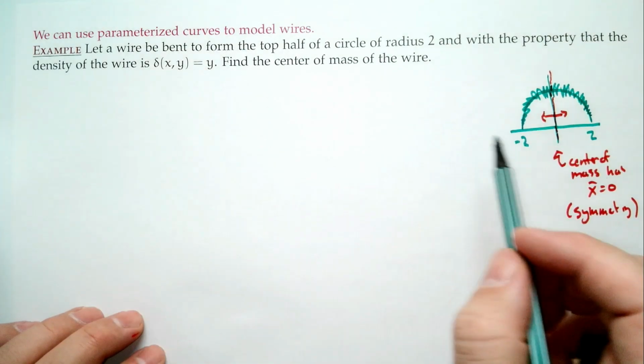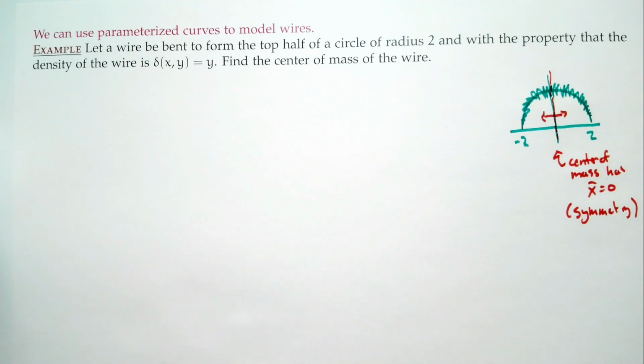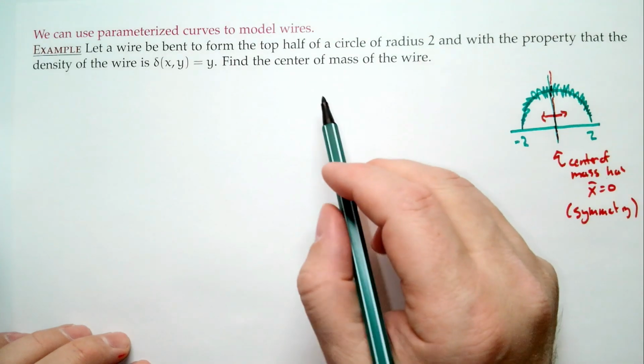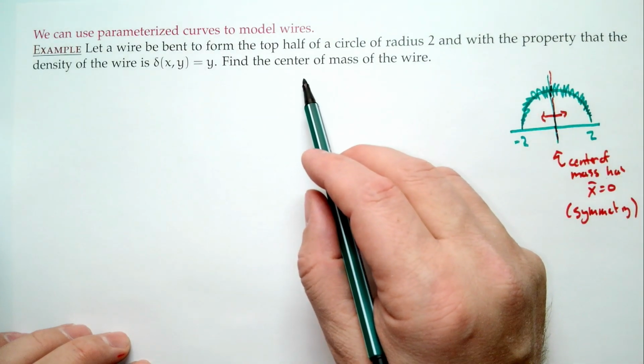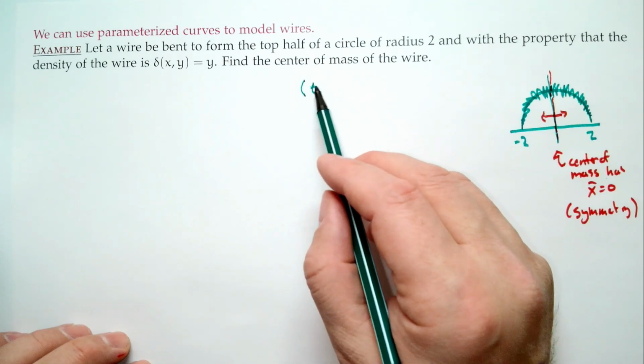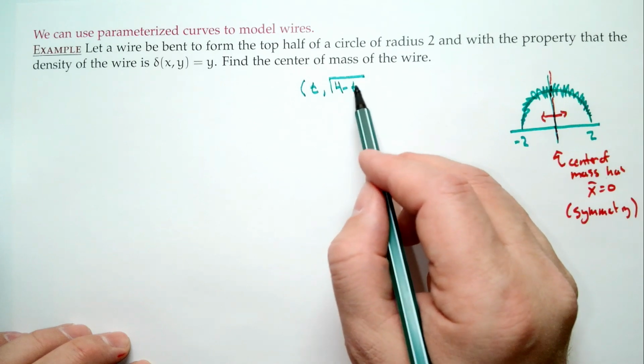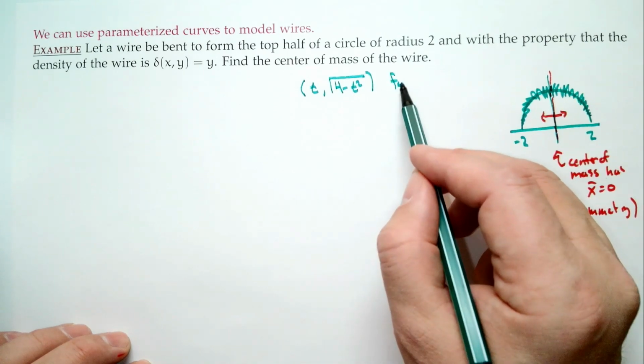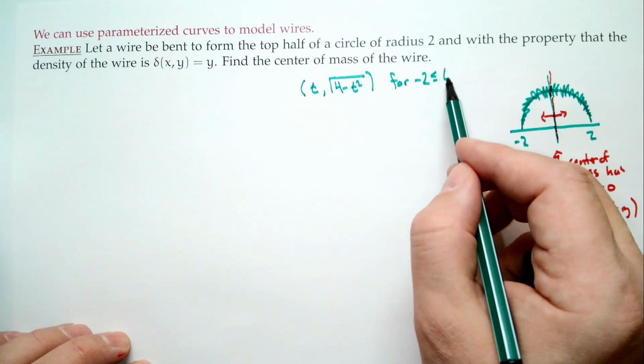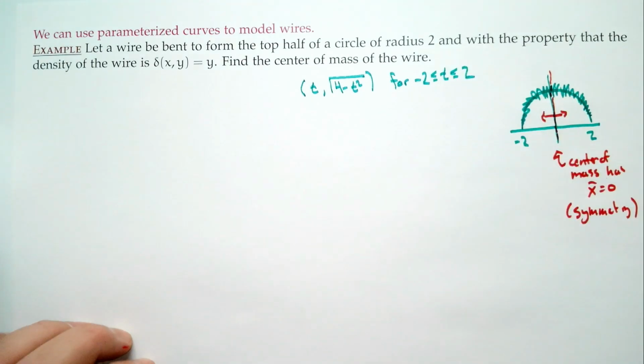All right. So the first thing to decide is what's the parameterization to use. Now, you're probably thinking, hey, we could do all sorts of parameterizations because it wasn't given to us. You're 100% correct. We can do all sorts of parameterizations. Here's one that you're probably all thinking of. t, comma, the square root of 4 minus t squared for negative 2 less than or equal to t less than or equal to positive 2.